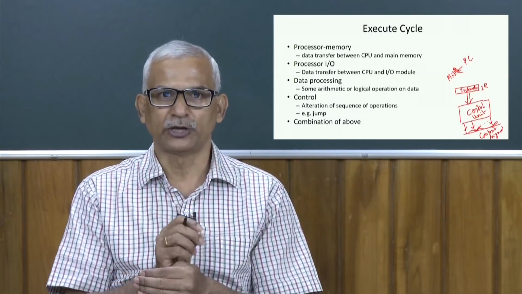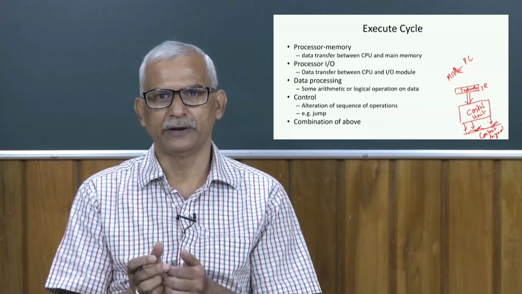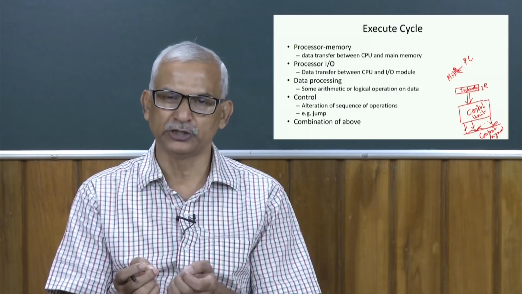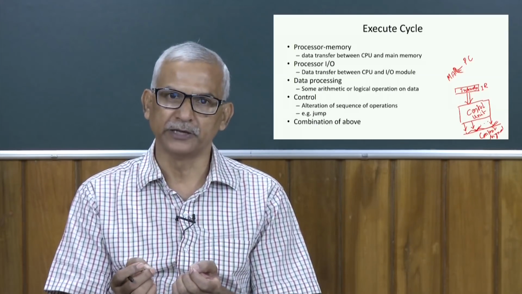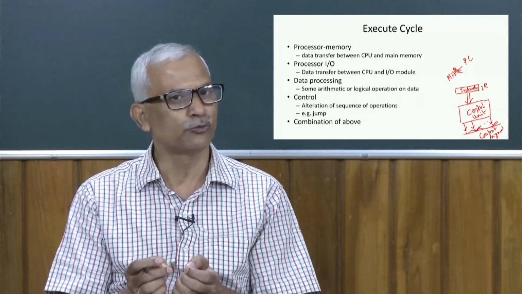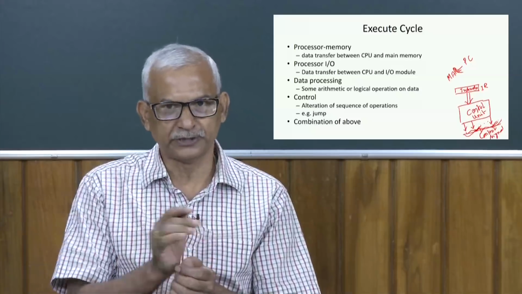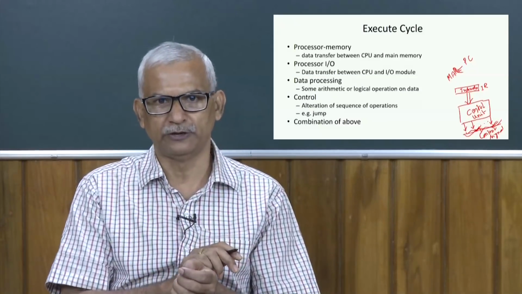The third category is data processing. Say if I have my data, and it is an add operation, now we have to perform the add operation. So, we are going to use the adder of the ALU to perform the operation. So, the control unit is going to generate the appropriate signals to trigger those devices.